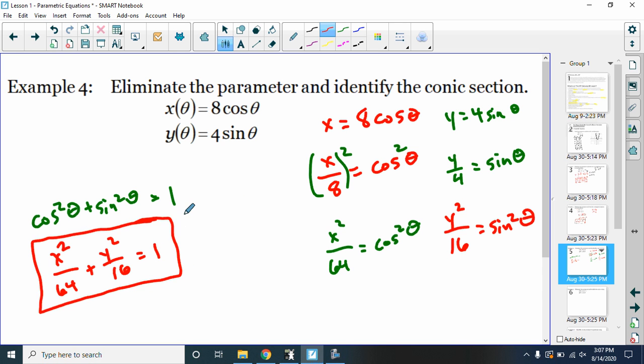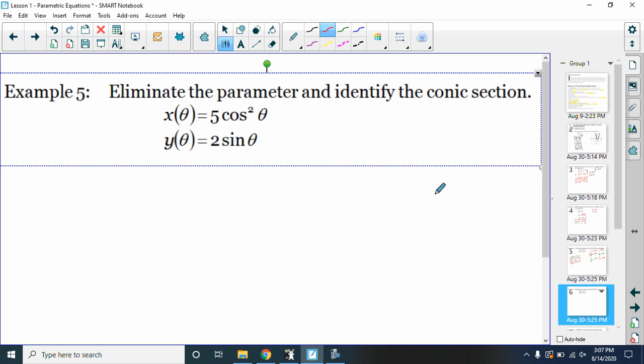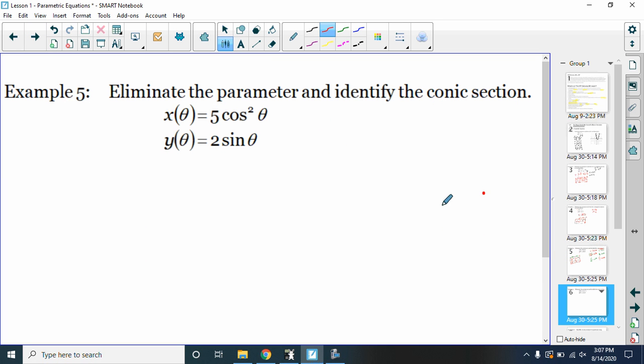So we've got x squared over 64 plus y squared over 16 equals 1. And maybe if you remember a little bit about conic sections, you'll recognize that this is an ellipse. Center is at 0, 0. Major axis is 8. Minor axis is 4. Don't worry too much about that. You try this one. Go ahead, pause the video. Once you think you've got it, push play. We'll check to see if we're right.